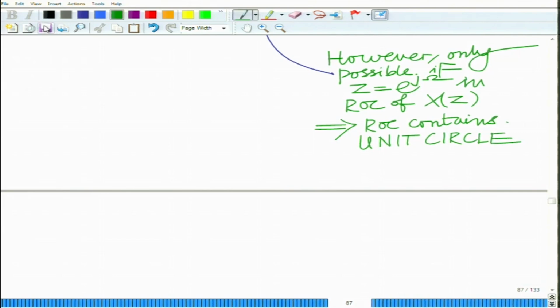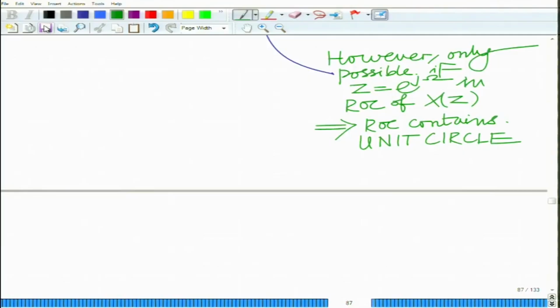So if the ROC contains the unit circle, then and only then can the DTFT be obtained from the Z transform by substituting z equal to e raised to j omega. And you can see that the ROC contains the unit circle if the sequence is absolutely summable.